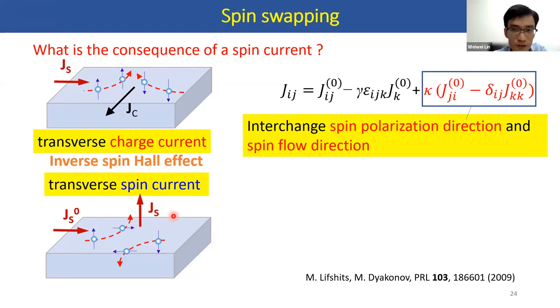The spin polarization along the z-axis flowing along the x-axis will transform to a spin current with the spin index along the x-axis and the flow towards the z-axis. This induces a transverse spin current. This causes spin swapping. This is due to the spin orbit interaction.